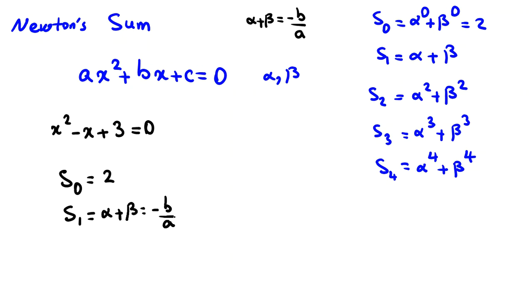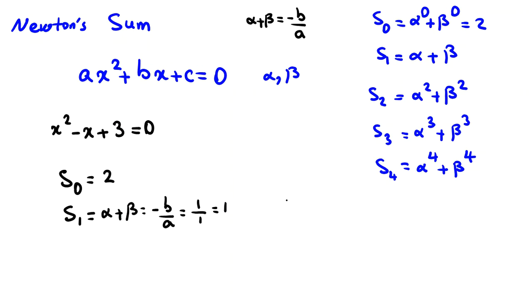Negative b over a is negative b, 1 over 1, which is 1. Now I want to find s squared. So let me tell you how you can find it. It also has an easy way. You can say this squared minus 2 alpha beta, but I want to tell you a way that you can generalize for any other case.